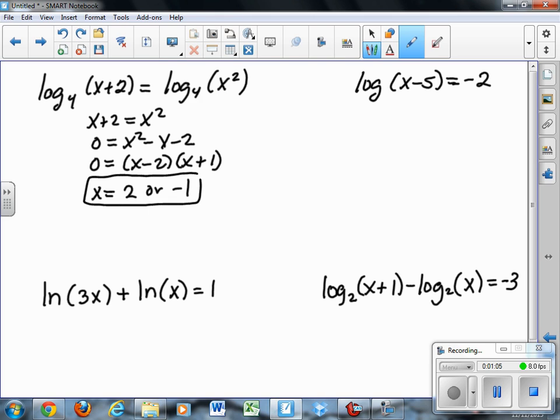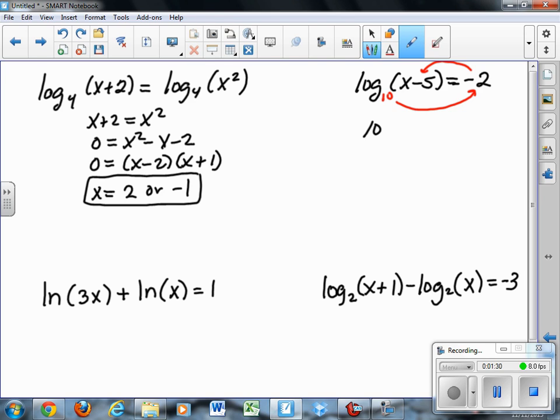So I just have to watch out, plug it back in, and see if one or more of the solutions are not possible. Now here I have a single log. When you have log of something equals something, the only way to solve this is to put it into exponential form. So I think about, what's my base? This is base 10. So I say 10 raised to the negative 2 power equals x minus 5.